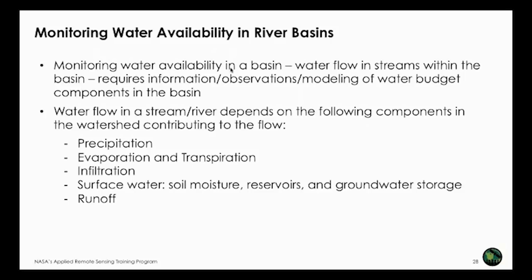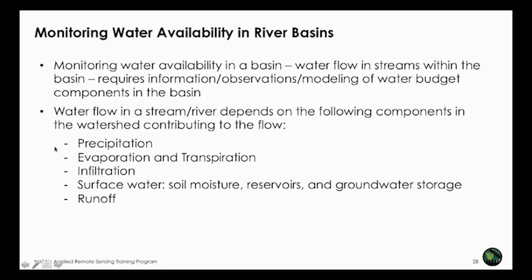For now, we're going to talk about monitoring water availability in river basins. As we said, delineating a river and then monitoring water within that river, these two are very important. Monitoring water availability in a basin which flows in streams within the basin requires information, observations, and modeling of water budget components in the basin, as we saw earlier. What are the components that make the ultimate flow in the river?